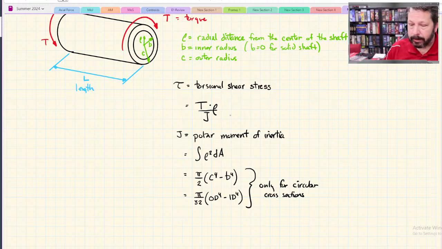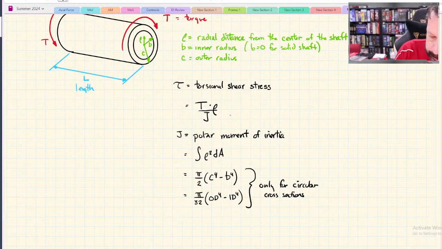It doesn't matter if they're hollow or solid, because if they're solid, you could just make the inner diameter, ID, equal to 0, or make the inner radius, b, equal to 0. So you can use these for hollow or solid. Okay, so that's all we need. For T, we had to figure out the internal torque. For rho, we have to figure out where we want to know this stress.